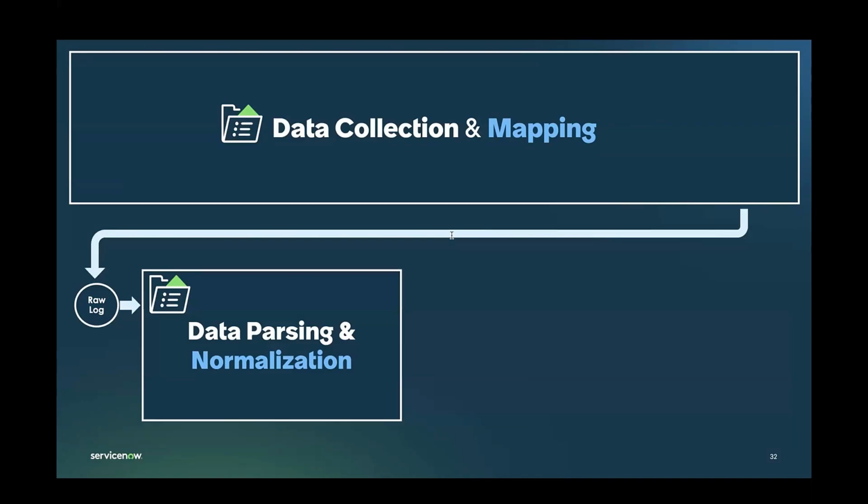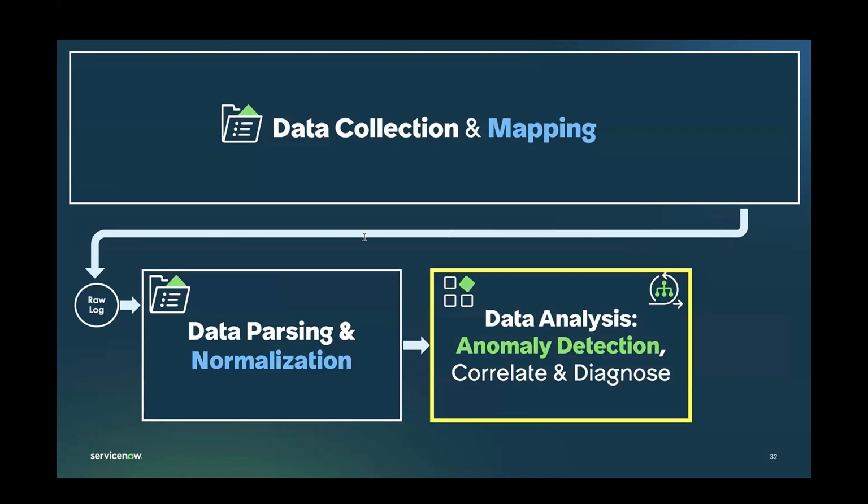So next one, data analysis, anomaly detection, correlate and diagnose. That's what we're going to cover now. This is where all the magic is done. So HLA is going to identify unusual patterns or behaviors that may indicate potential problems. The correlation links related events across your systems, helping to pinpoint root causes and accelerate your troubleshooting.